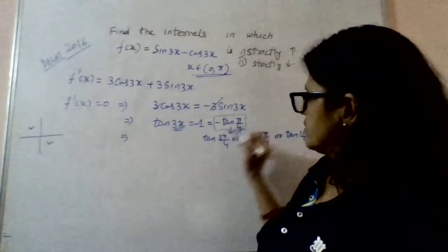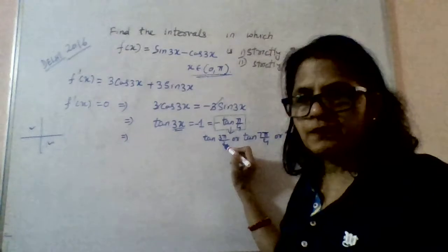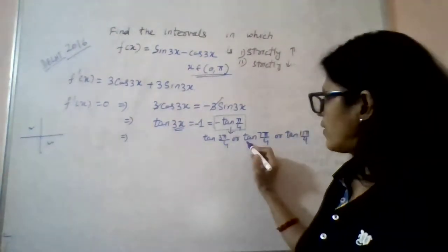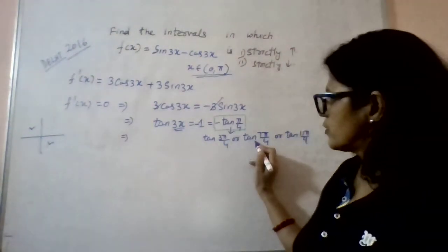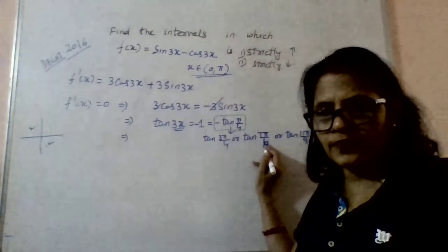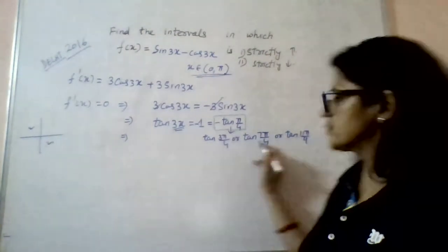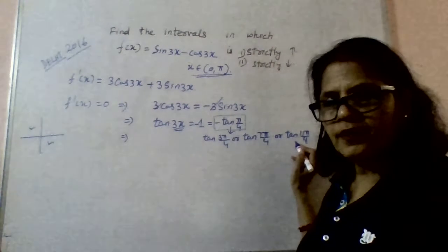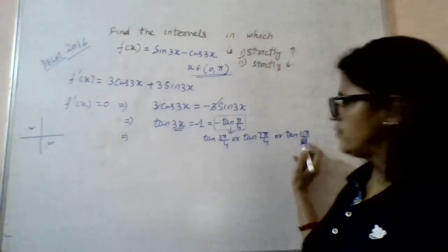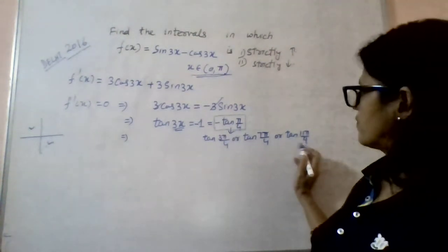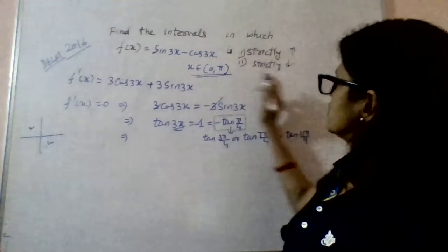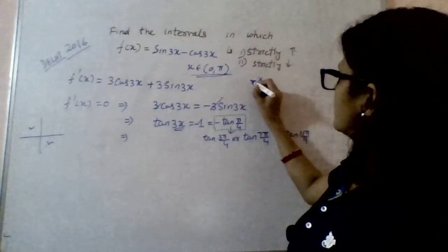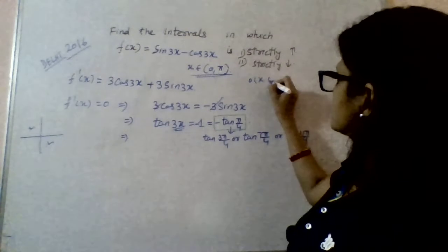can be written as tan(pi minus pi by 4), an angle in the second quadrant, or tan(2 pi minus pi by 4), an angle in the fourth quadrant, or you can take tan(3 pi minus pi by 4), which is 11 pi by 4. Why 3 pi? Because when x belongs to (0, pi), it means 0 is less than x less than pi.